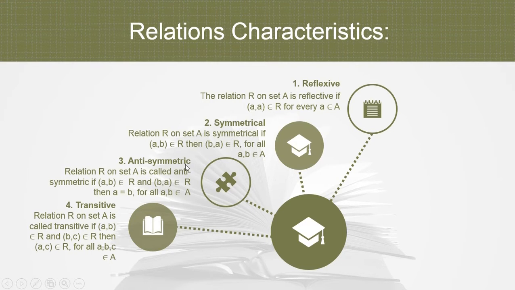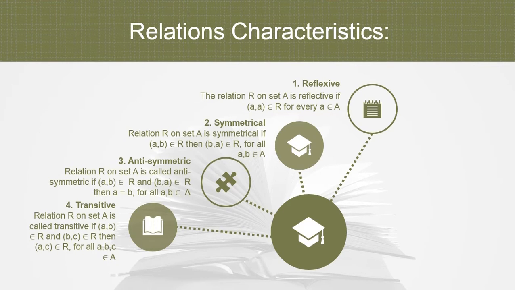3. Antisymmetric. Relation R on set A is called antisymmetric if (a, b) element of R and (b, a) element of R, then a equals b for all a, b element of A. 4. Transitive. Relation R on set A is called transitive if (a, b) element of R and (b, c) element of R, then (a, c) element of R for all a, b, c element of A.